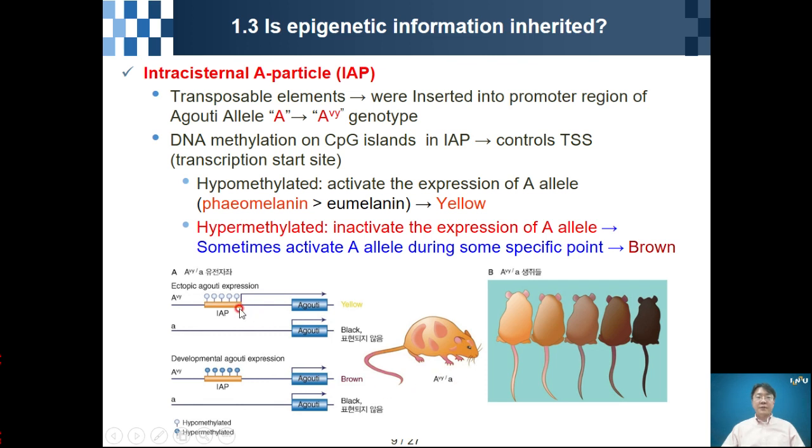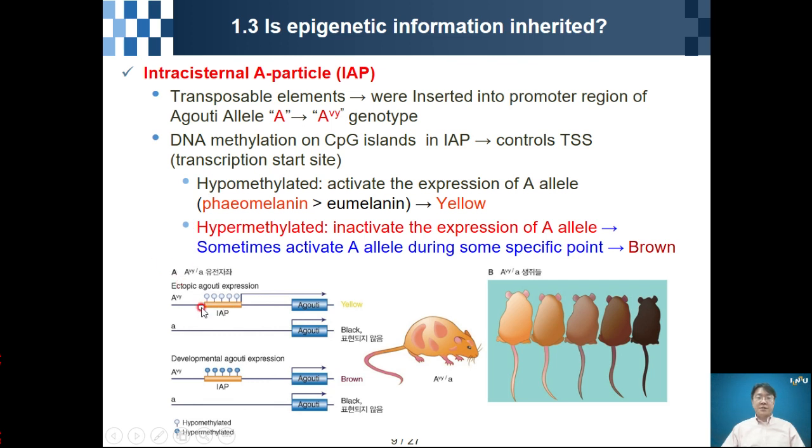So usually in the IAP region, there are lots of CpG islands. Usually DNA methylation happens in the CpG islands. Usually the DNA methylation on a CpG island controls the TSS. TSS means transcription start site. So there are two cases here.